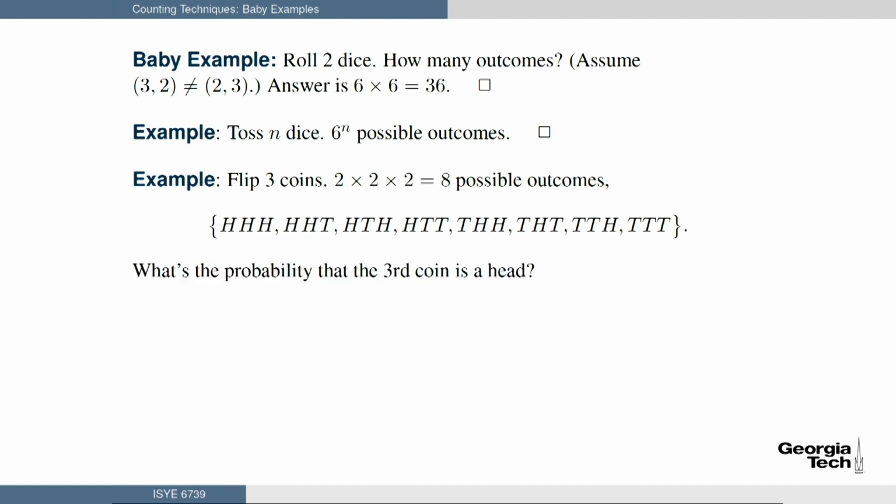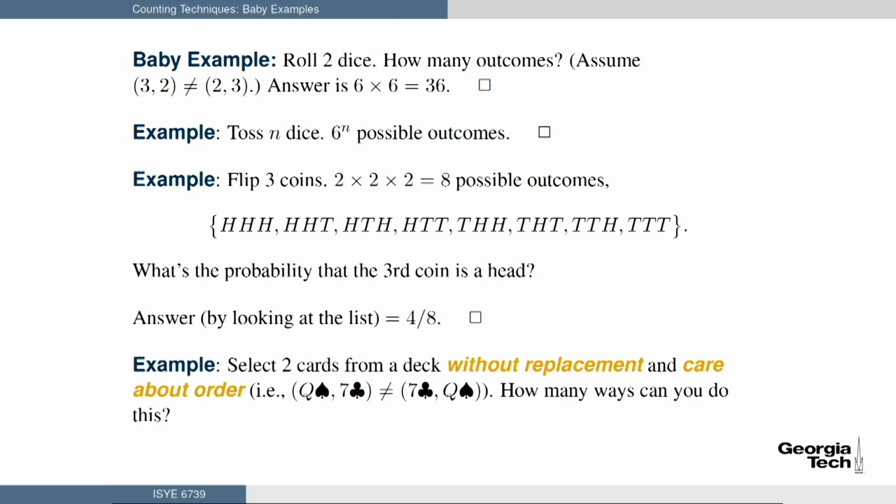So I may ask, what's the probability that the third coin is a head? That's my event of interest. The third coin is a head. To answer that, I can just look at the list, and I see that that event consists of 4 elements of the sample space. Go ahead, look at those 8, and you'll see that 4 of them satisfy the criteria that the third coin is a head. Therefore, the probability is 4/8.